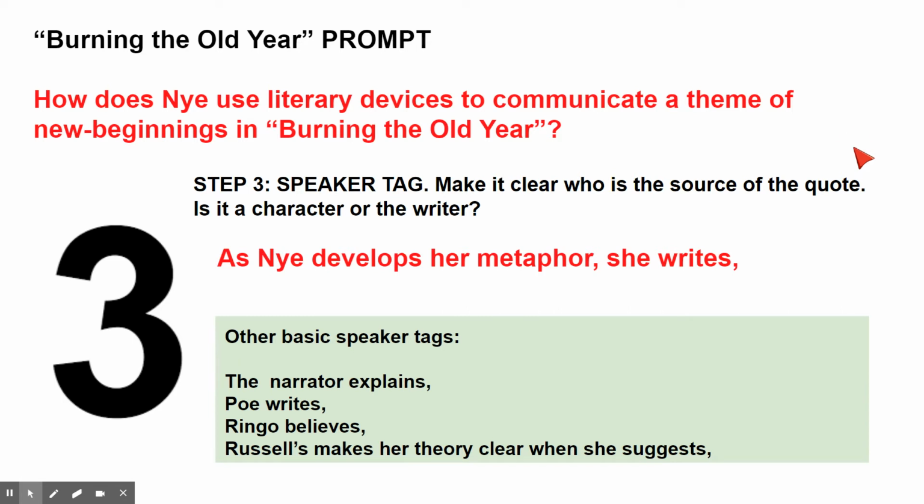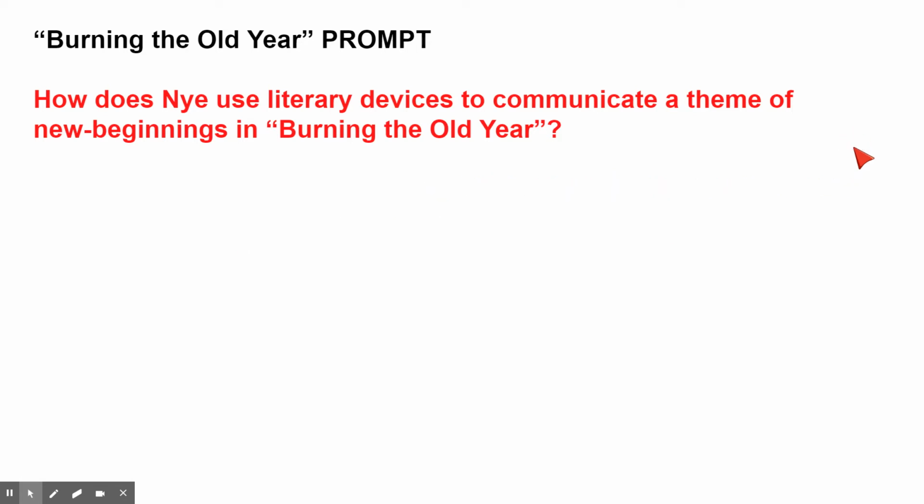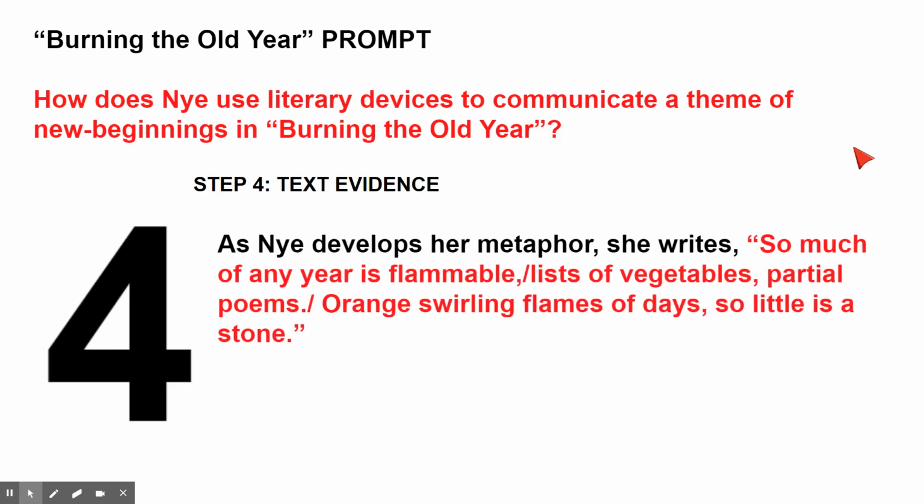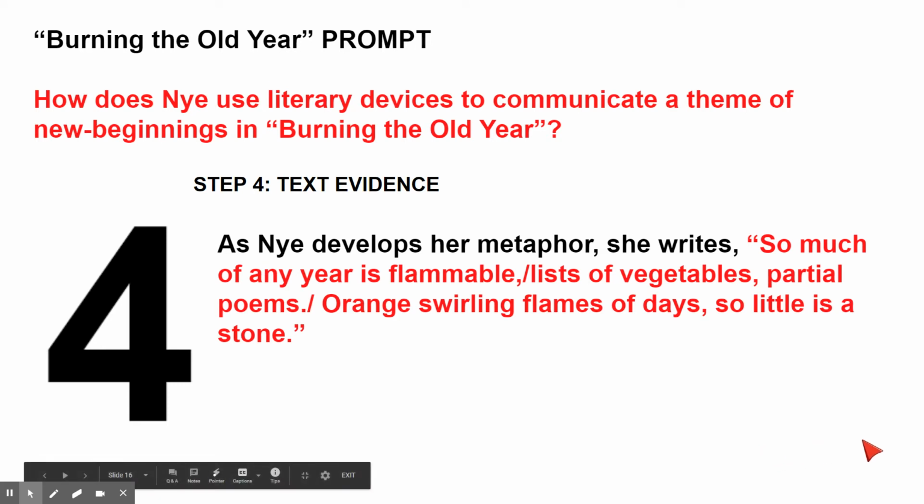So after I give the speaker tag, this is the part that a lot of us are really good at, and that is providing the text evidence. So from the text, I pick meaningful evidence, not any evidence, evidence that really helps me make my point. So here we see the speaker tag I just gave you. As Nye develops her metaphor, she writes, and then I add in my text evidence, which is going to come from an essay organizer if I'm writing an entire essay.